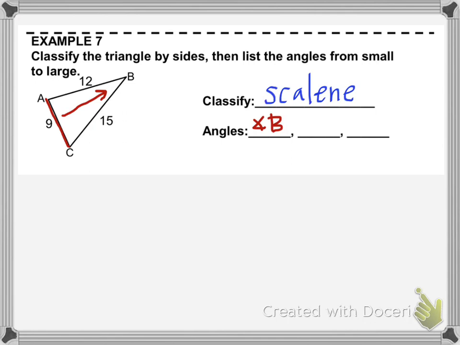The next smallest side is this side length of 12. If I draw an arrow from it to the angle across from it, it's going to be across from angle C, which means angle C is that middle-sized angle. And then by default, of course, we can see the longest side is 15. The angle across from that is angle A. So angle A is going to be the largest angle.